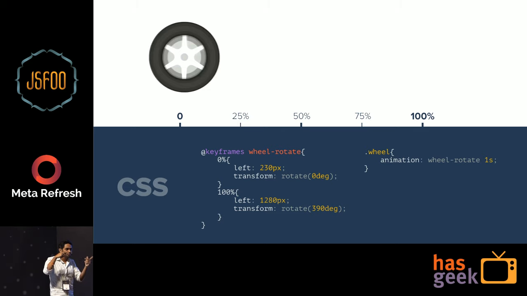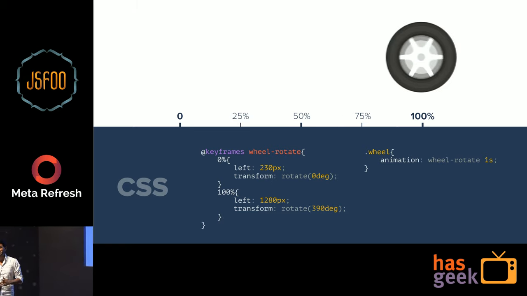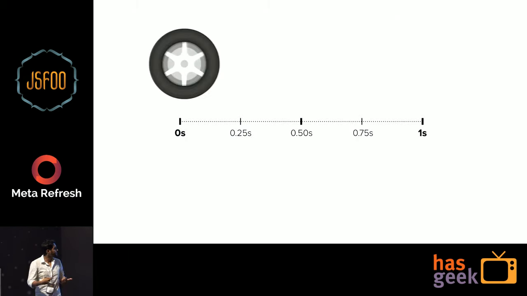So at 0%, this is kind of the lines of the code. I told you I'm not a coder, so a bit of it. So left is 230 pixels, transform is 0 degrees. Then at 100%, it changes. And then that is another value that you need to give for what duration you want it to animate. Then you play, you get to see the same thing. Okay, so that is another reason why more and more motion designers use After Effects instead of any other animating tool, because it is very easy to convert into code.